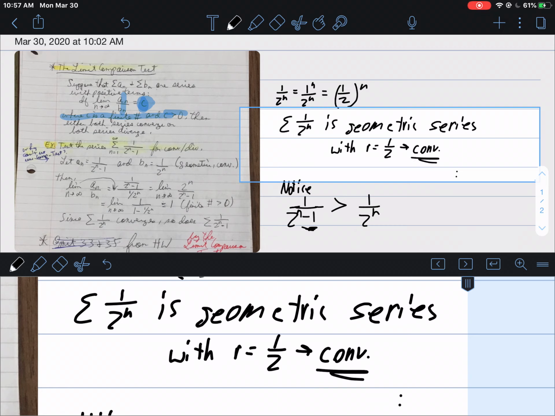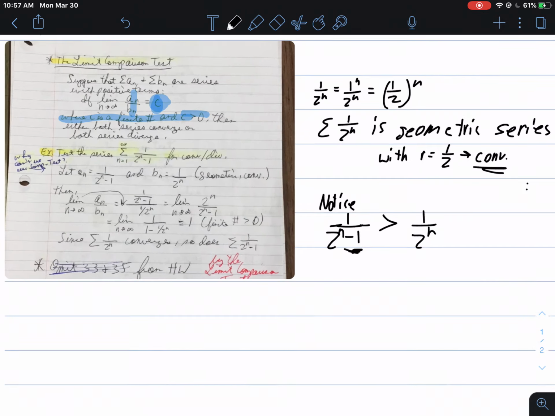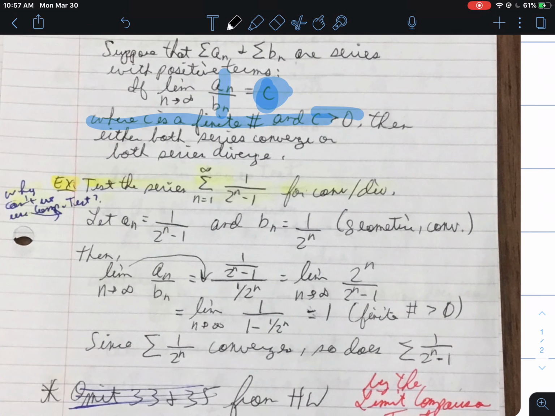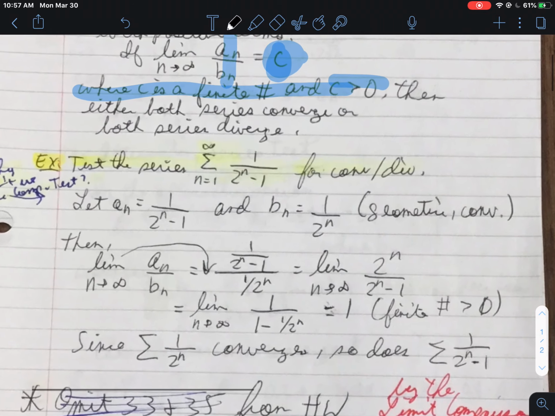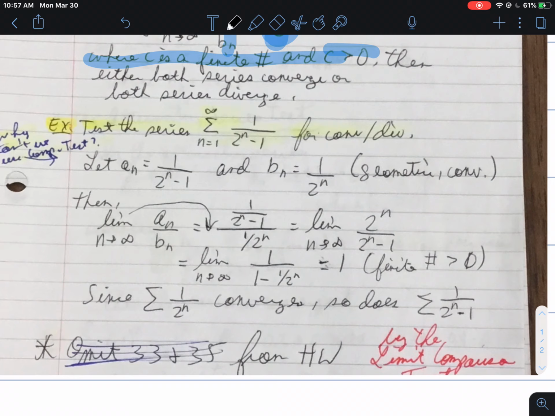And remember, that doesn't do me any good. If the terms of my series are greater than those of a convergent series, that doesn't tell me a thing. My series could converge. It might diverge. I don't know. Right? So that's why we said you have to be able not only to recognize first what series to compare it to, but you also have to have the proper comparison to use these tests.